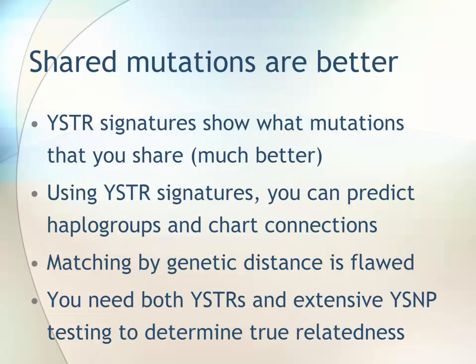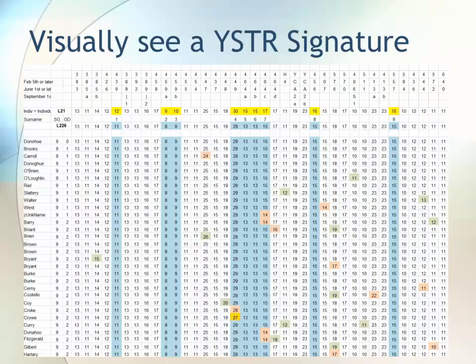Shared mutations are a better approach than counting how many markers you don't match. YSTR signatures show the mutations that you share. This is just a much better approach. Using YSTR signatures, you can predict haplogroup, and then with additional YSTR testing, you can actually chart the connections. Matching by genetic distance is flawed and has many issues. You need both STRs and extensive YSNP testing to determine true relatedness.